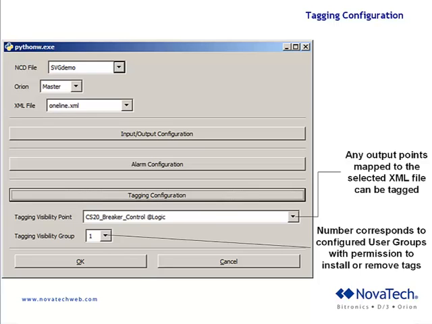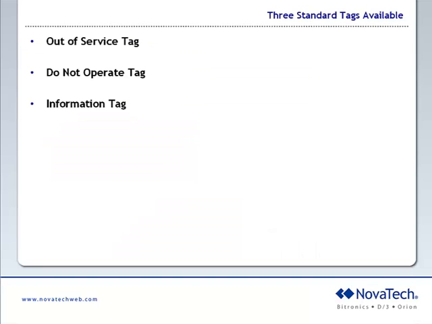We'll come back to this. Basically, there's 3 tags: out of service tag, do not operate tag, information tag. The definition for out of service means that you can't open it or close it. Do not operate means you can't close it. Information tags is any piece of information that you'd like to associate with a controllable element. Unusual noise, something like that, you could type in. It still does permit control, but it provides information to the operator.